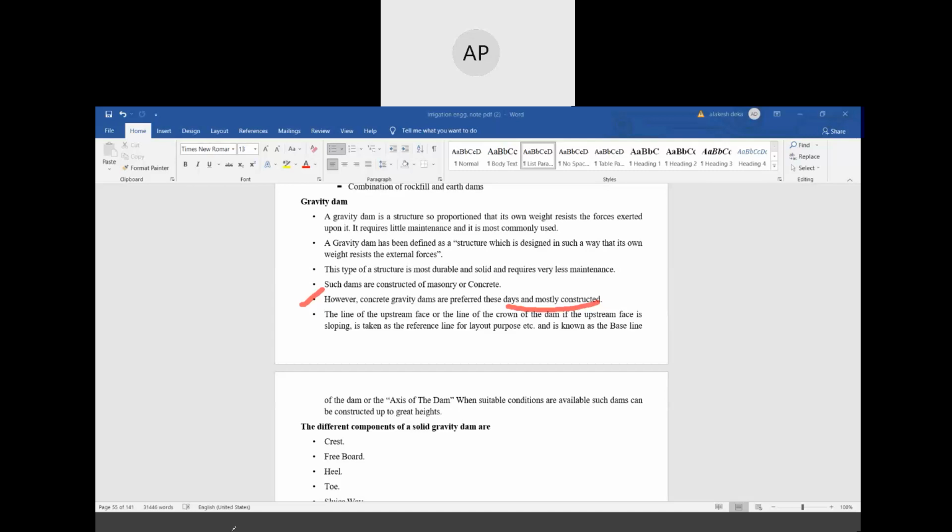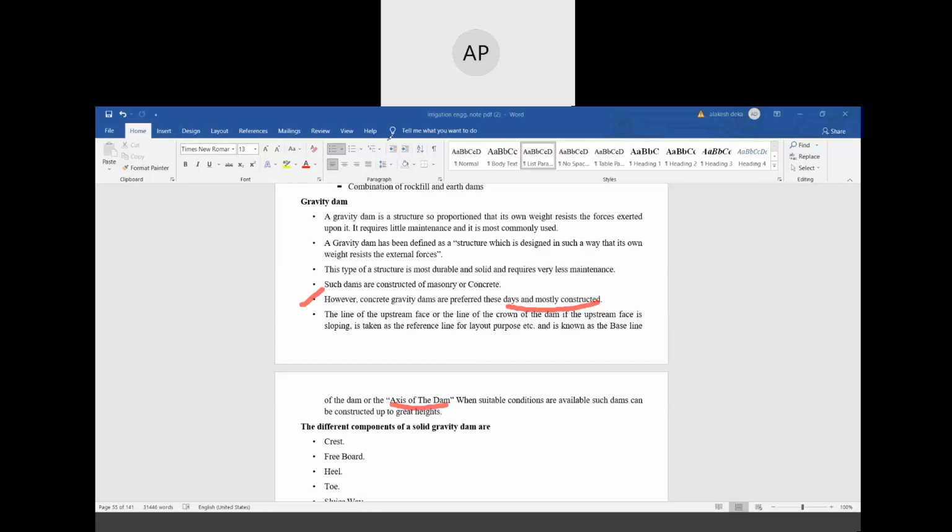The line of the upstream face, or the line of the crown of the dam if the upstream face is sloping, is taken as the reference line for layout purposes, and it is known as the baseline of the dam or the axis of the dam. When suitable conditions are available, such dams can be constructed up to great heights.